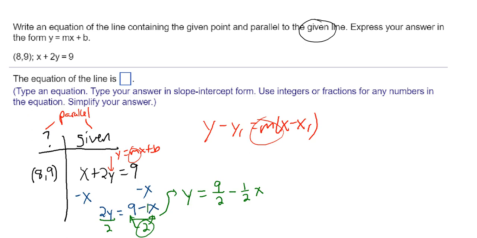There's an invisible 1 in front of it, so you get 1/2 in front of the x, and it's negative because of that minus sign. So the slope here is negative 1/2, right? It's the number in front of x. So the slope here is negative 1/2.